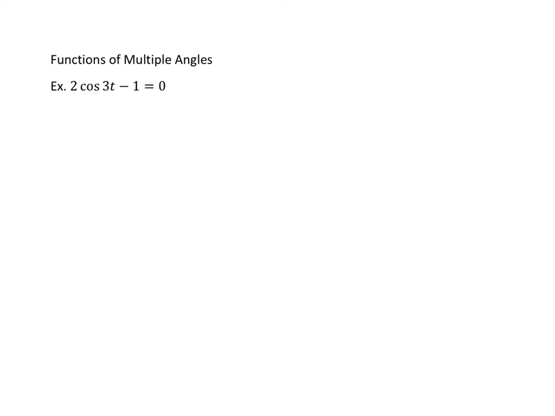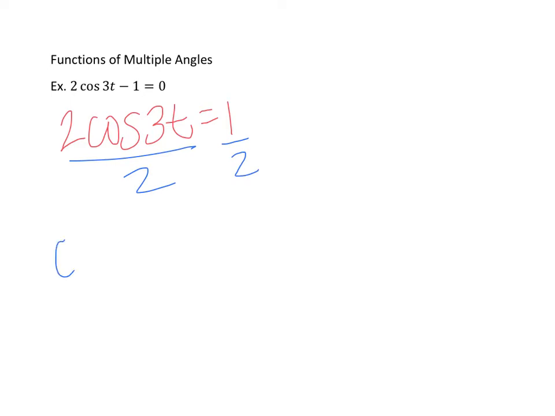Okay, this one's a little bit different. It just adds a little bit onto the end. You cannot factor this, so you're going to solve it straight like an equation, like we did at the beginning. So we're going to add 1 to get 2 cosine 3t equals 1. Then we're going to divide both sides by 2. And then we get cosine 3t equals 1/2.